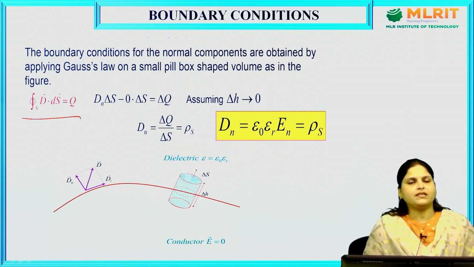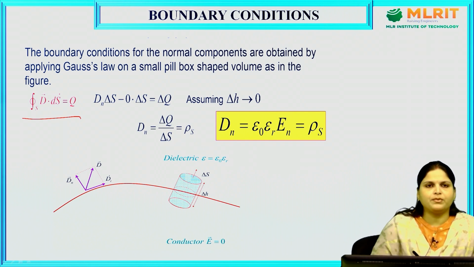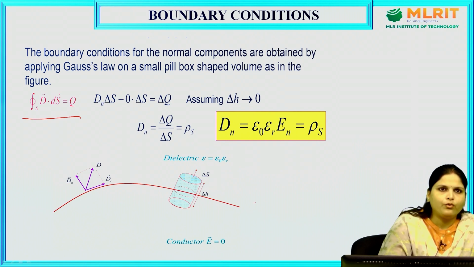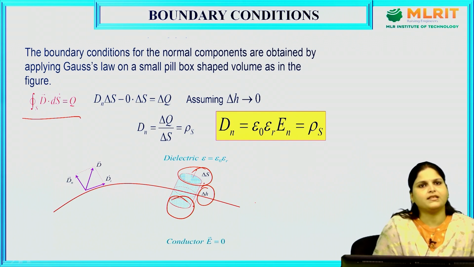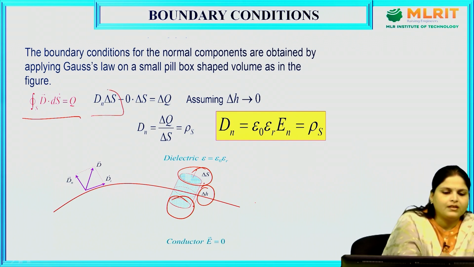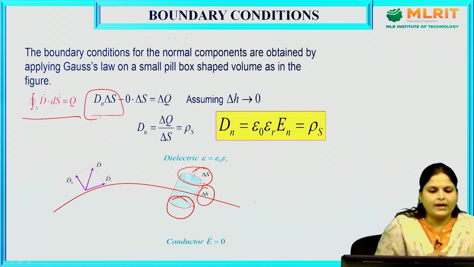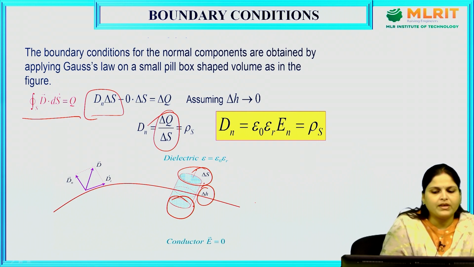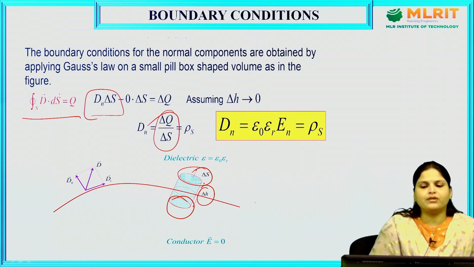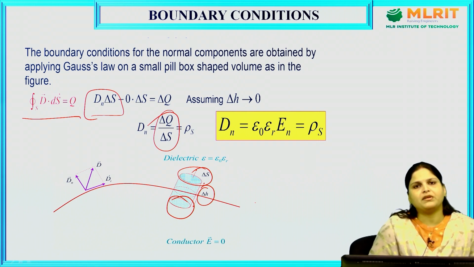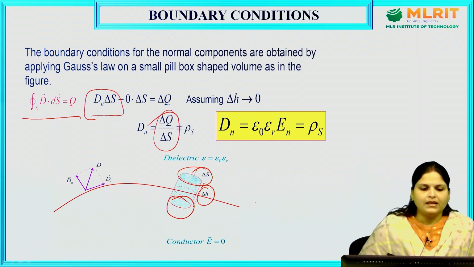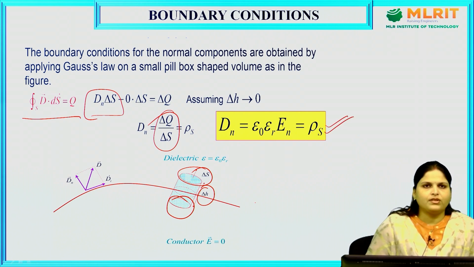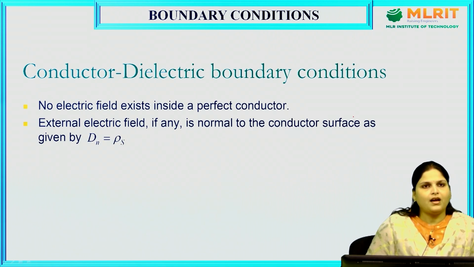Integration of D dot dS is equal to Q, and when you elaborate as per the arrangement, as per the diagram, we will have only this top component, because this is 0 and here nothing is there. So what we get is Dn del S is equal to del Q, and it can be written as Dn is equal to del Q by del S, which is nothing but surface charge density. So we are getting Dn is equal to rho s, which can be written as epsilon naught epsilon r En. So this was the second arrangement.